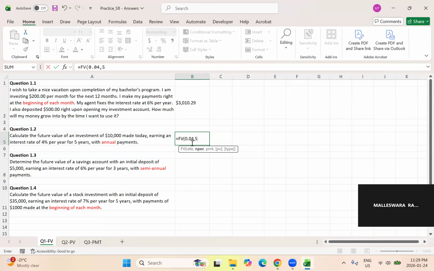Calculate the future value of the investment. 5 years, annual payments, so 5 years is 5 years, 4% is 4%. So the future value today, it's made today, so PV is 10,000, and that's it. And I'll put a negative sign here.